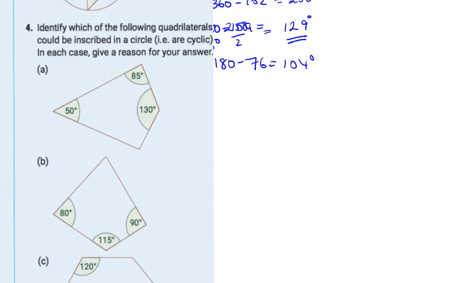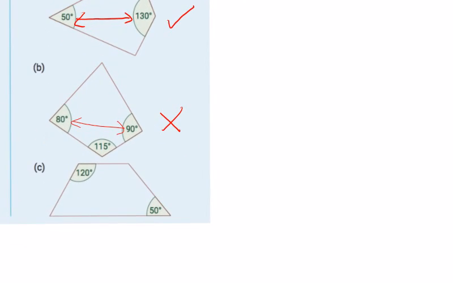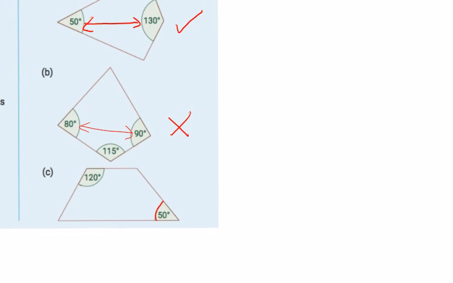And I'll get 4 done in this video as well. Identify which of the following quadrilaterals could be inscribed in a circle. This one could. Yes, 130 plus 50. This one, 80 and 90 is 170, so no. And this one here, again, 120 and 50, 170, so no. So we have a yes, a no, and a no.